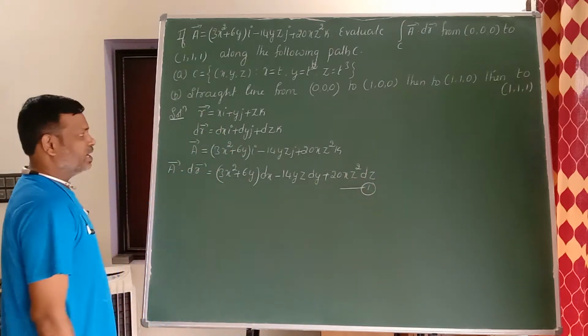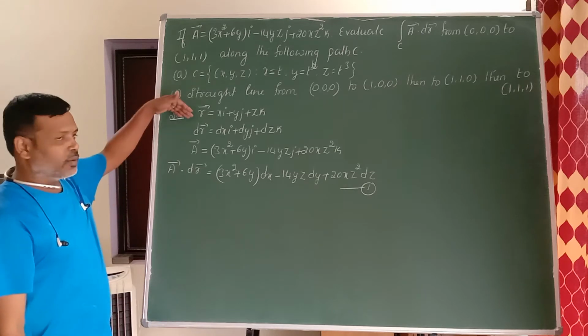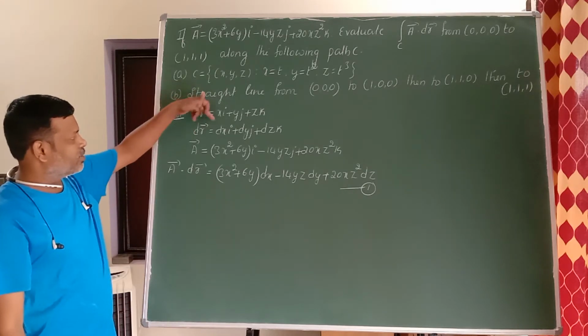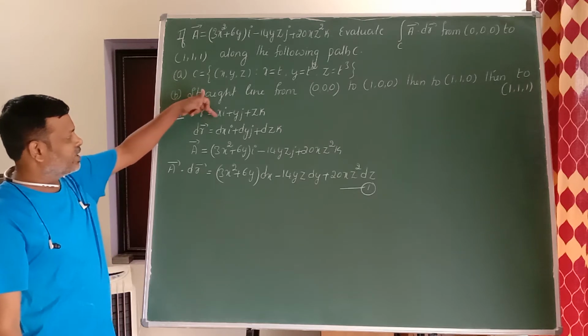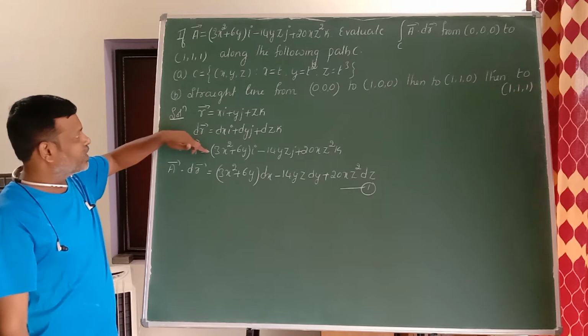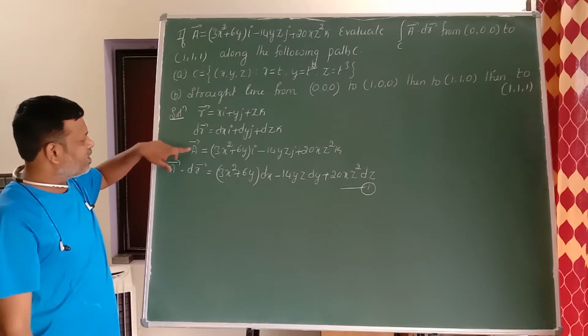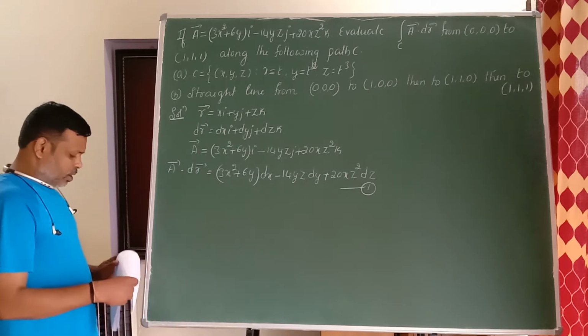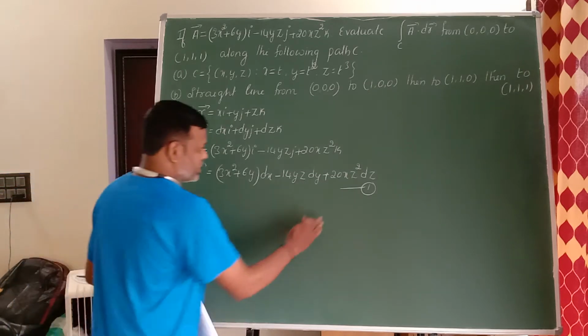This is very much needed. First write down the vector equation in terms of x, y, z. Then find out dr, the derivative of r, which is dx, dy and dz. Then write down the vector function A. Make a dot product of A dot dr, that is a component-wise multiplication.